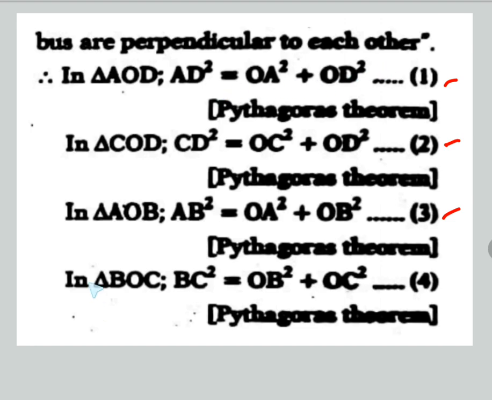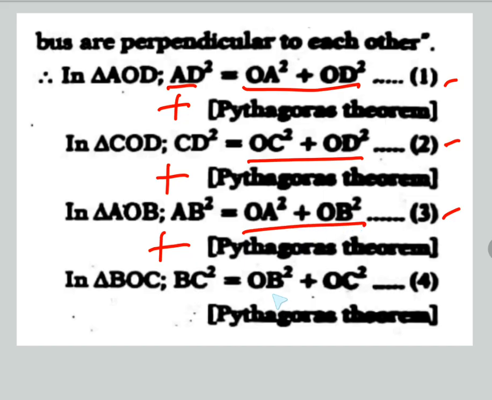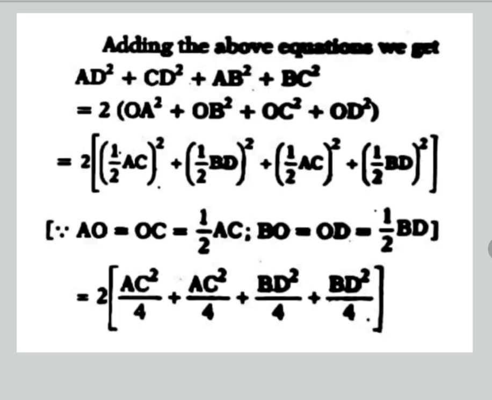By adding all these, AD square plus CD square plus AB square plus BC square is equal to OA square plus OD square, OC square plus OD square, OA square plus OB square, plus OB square plus OC square. Then AD square plus CD square plus AB square plus BC square is equal to 2 into OA square plus OB square plus OC square plus OD square.